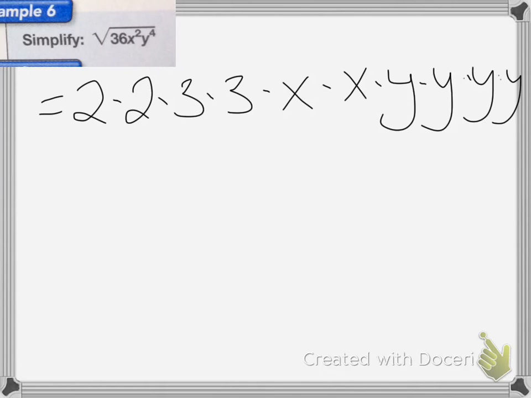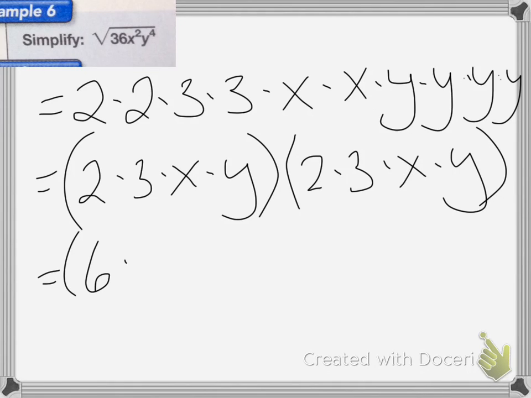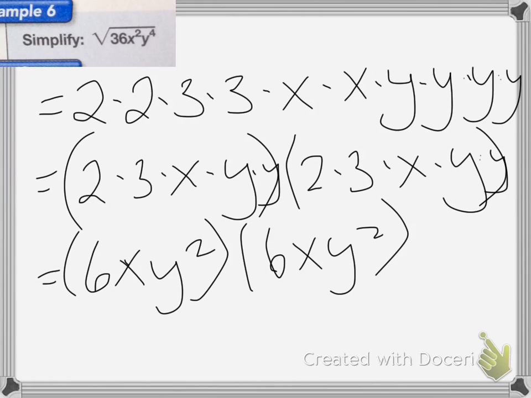Okay, so then I can group them into two groups. So I'd end up with 2 times 3 times x times y times y times 2 times 3 times x times y times y. Okay, and then group my terms. So that's going to be 6 times 6xy. Oops, forgot to add another y. 6xy squared times 6xy squared.